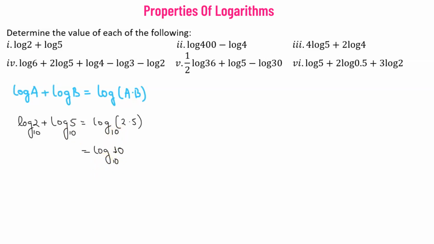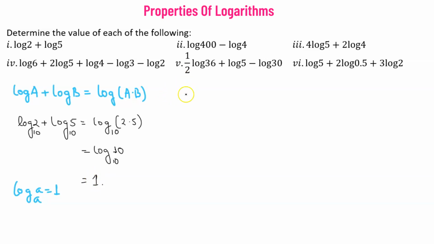Now we are going to use another property: log of a to the base of a is always equal to 1. So we have log of 10 to the base of 10, and this value is equal to 1.